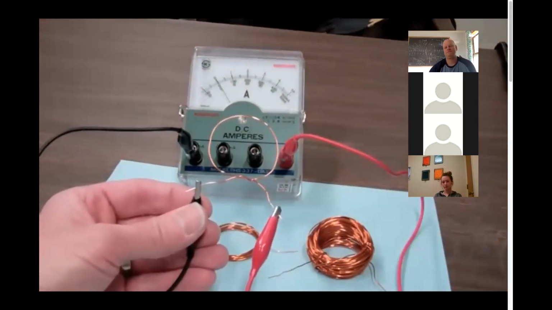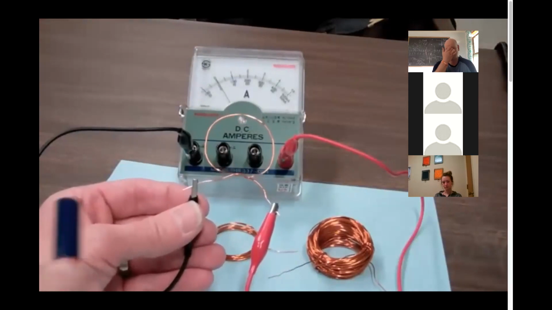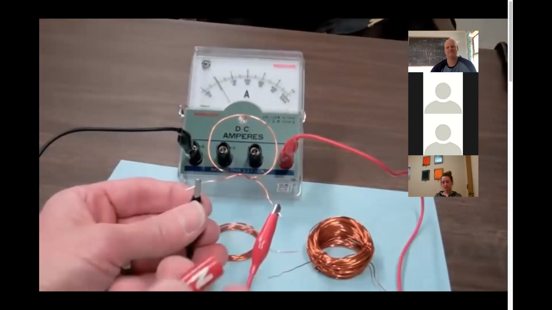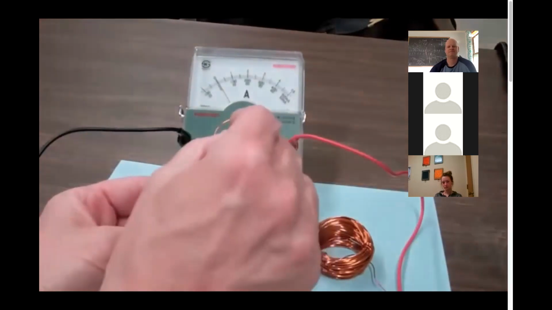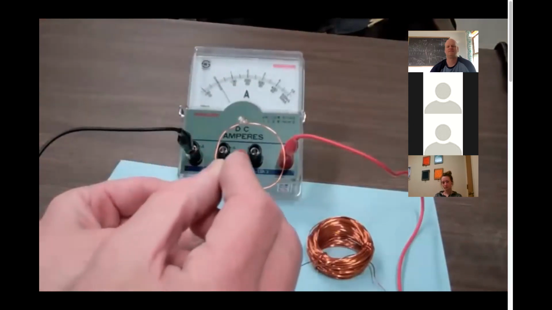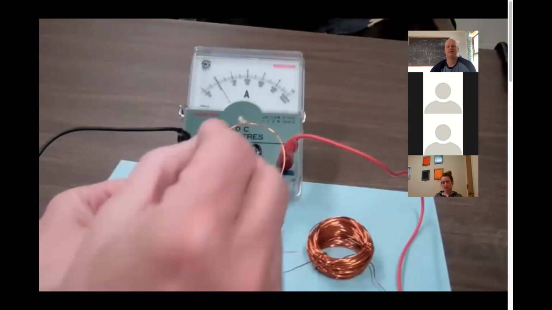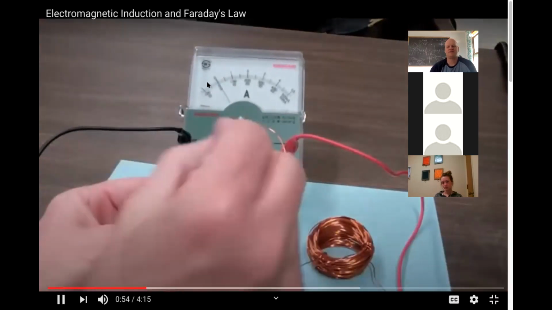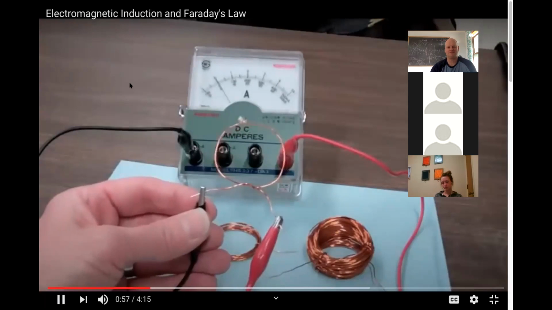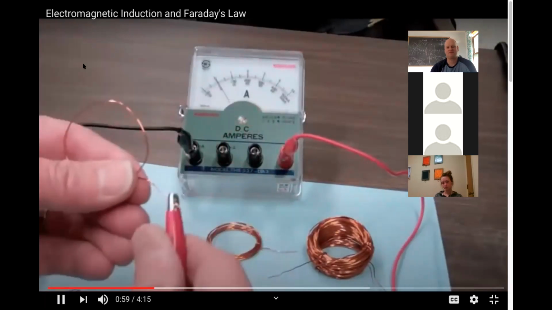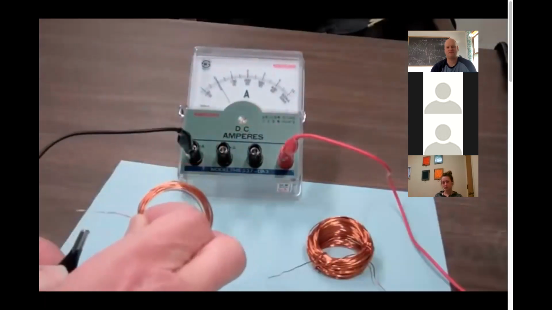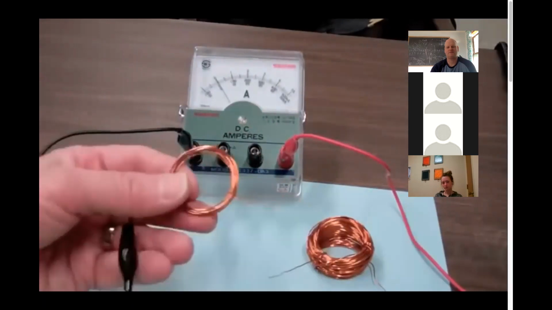I now have the single loop coil connected to the ammeter, and I'm going to move the bar magnet into and out of the coil. And if you watch very closely, you can see a slight deflection of the ammeter needle. Okay, so now let me connect the 10 loop coil. And then I'm going to do the same thing.